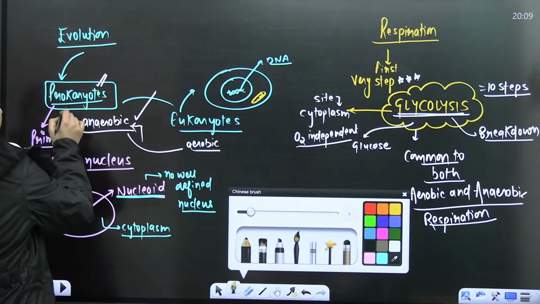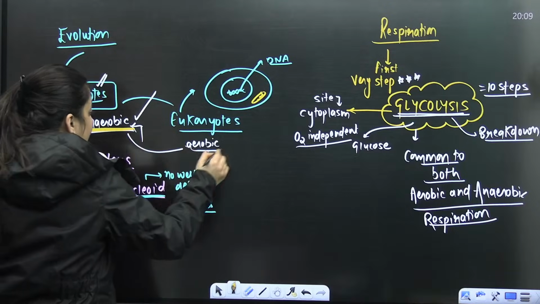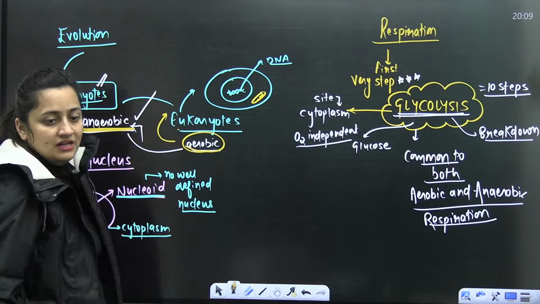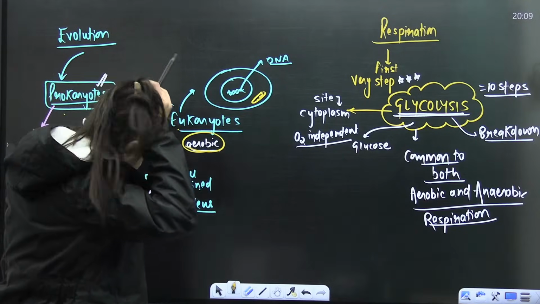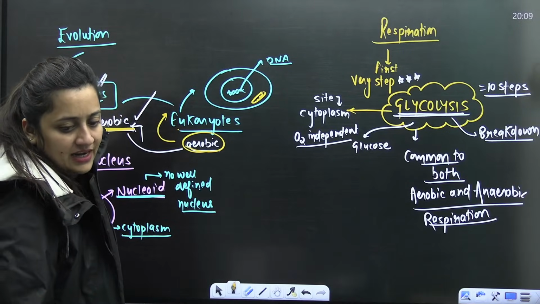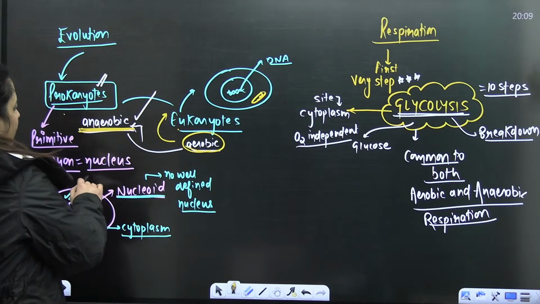I told you firstly prokaryotes came. Here also we talk about the anaerobic prokaryotes, then the aerobic prokaryotes, then we go to the eukaryotes also, where we will see that some organisms survive under anaerobic conditions. Are you getting my point? Done. So here, what am I trying to tell you?